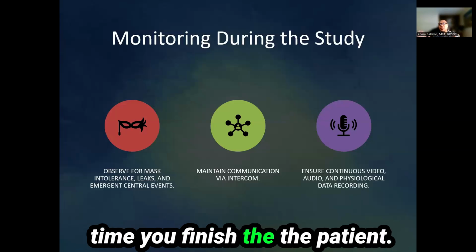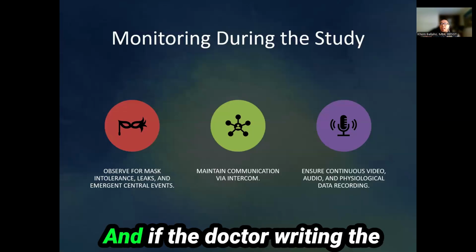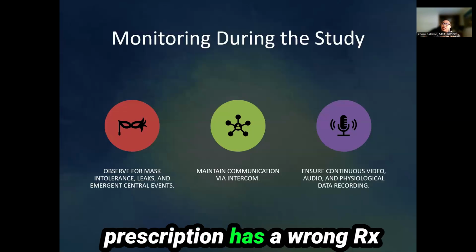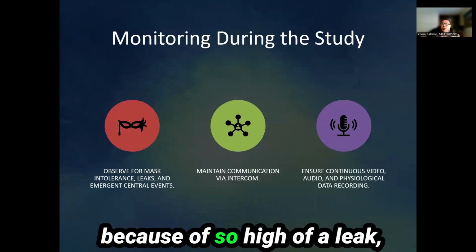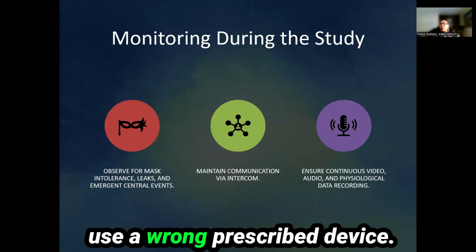By the time you finish, the patient will use this machine every single night. And if the doctor writing the prescription has a wrong prescription because of so high of a leak, that means this patient will use a wrongly prescribed device.